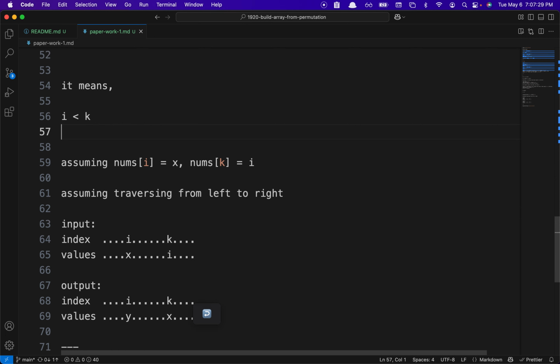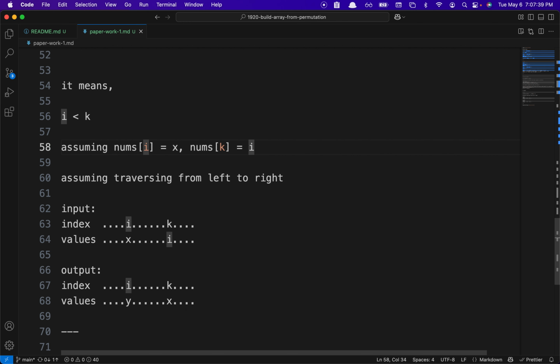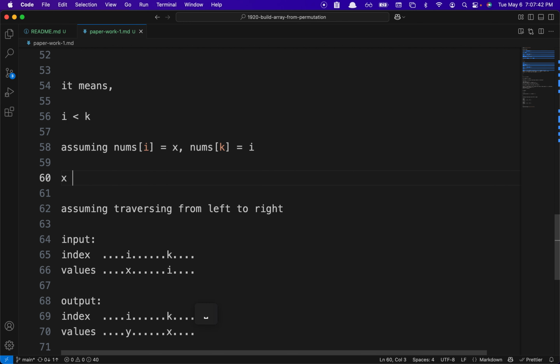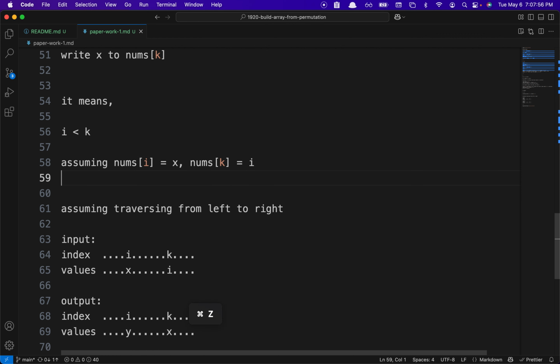If we just do nums of i, which is x. So when you talk about x, you can't just say nums of i will be less than nums of k. If you're looking at x and k, when we say x and i, no, we can't really say anything about it.